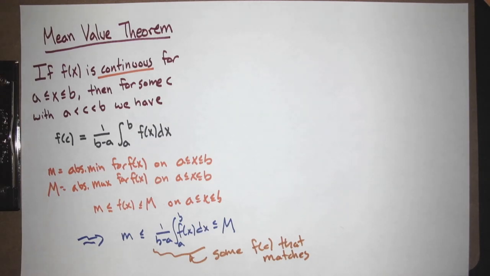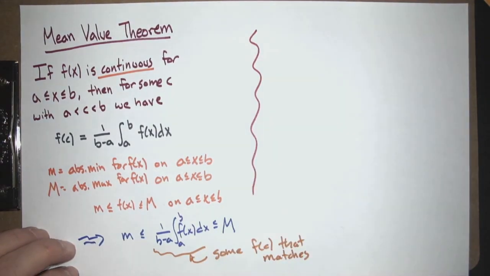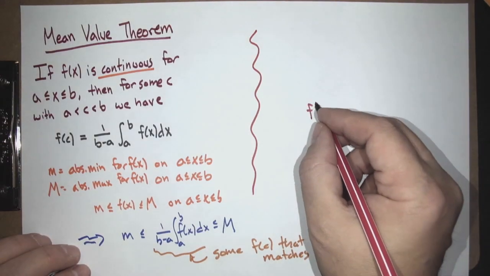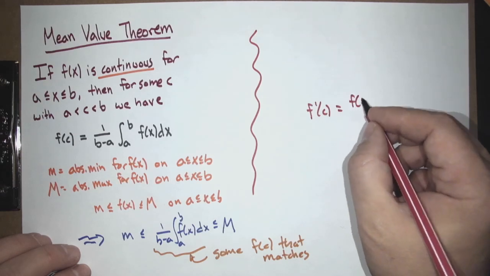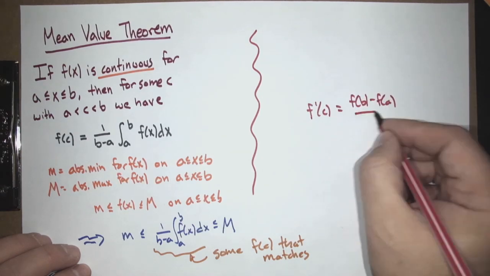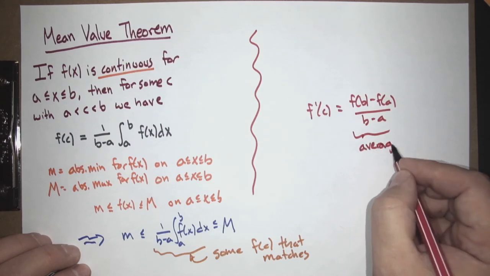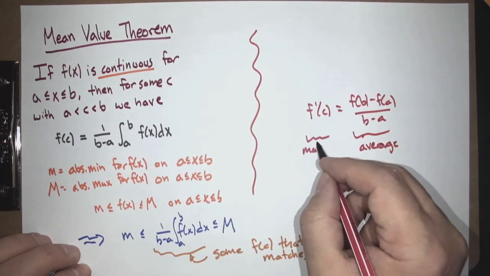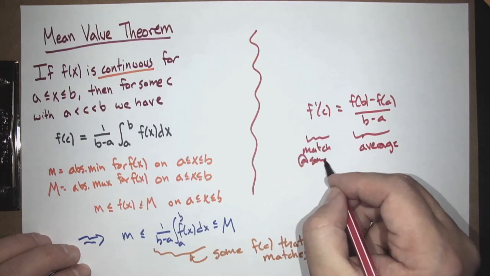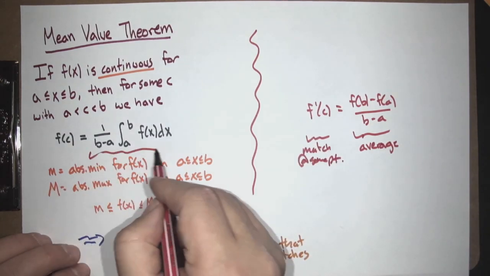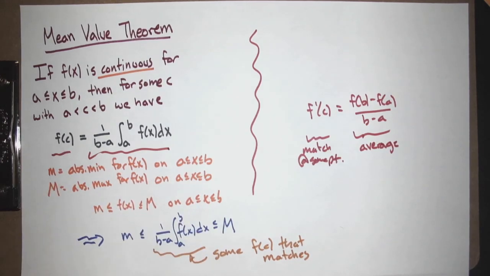I will point out, because this is not the first thing that's had the name mean value theorem, do you remember the other mean value theorem? Yeah, f prime of c equals f of b minus f of a over b minus a. So here, this was an average, and this says, oh, I match at some point. The average. So again, we have an average, and we're saying we have to match at some point. So they really do line up. There's a reason that they're so close. They're two sides of a coin.